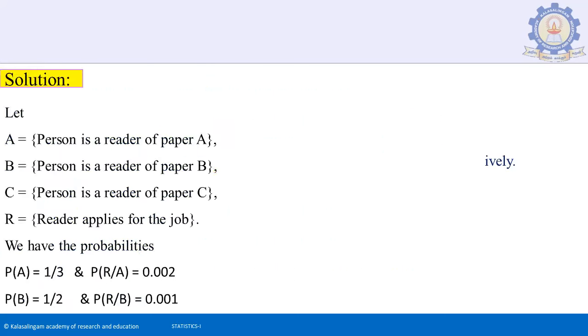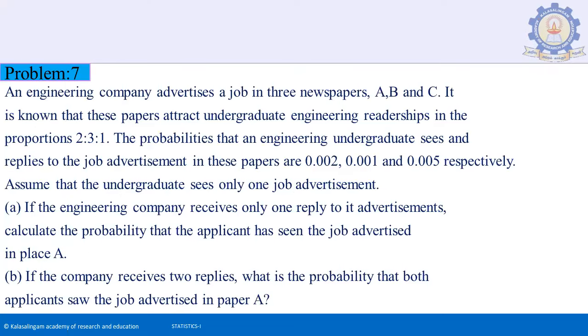An engineering company advertises a job in three newspapers A, B, C. It is known that these papers attract the undergraduate engineering readership in the proportion 2:3:1. The probabilities that an engineering undergraduate sees the advertisement and replies to the job advertisement in these papers are 0.002, 0.001, and 0.005 respectively. Assume that the undergraduate sees only one job advertisement.